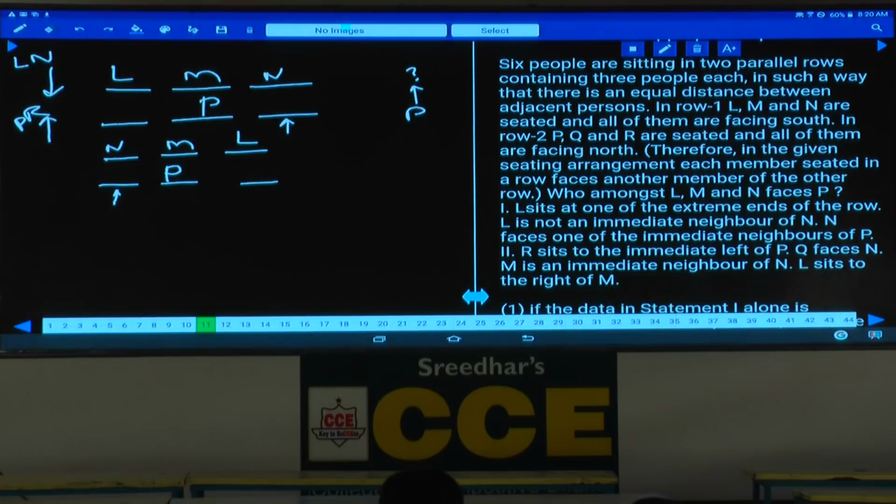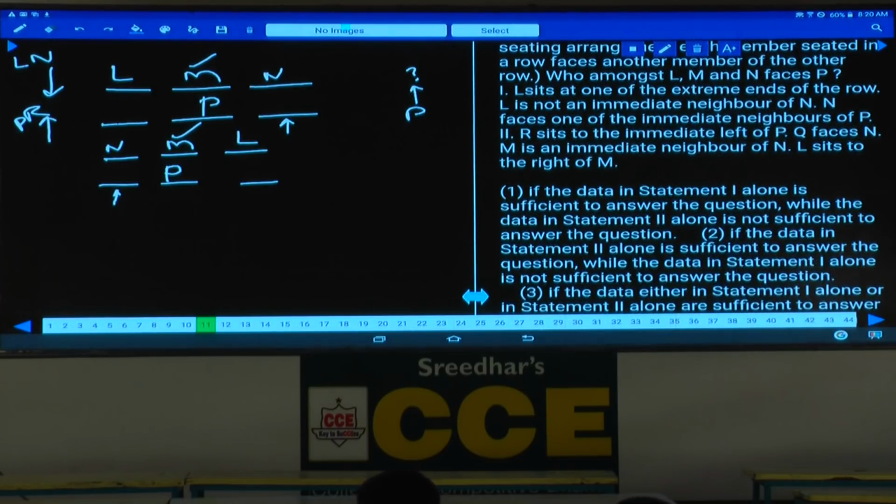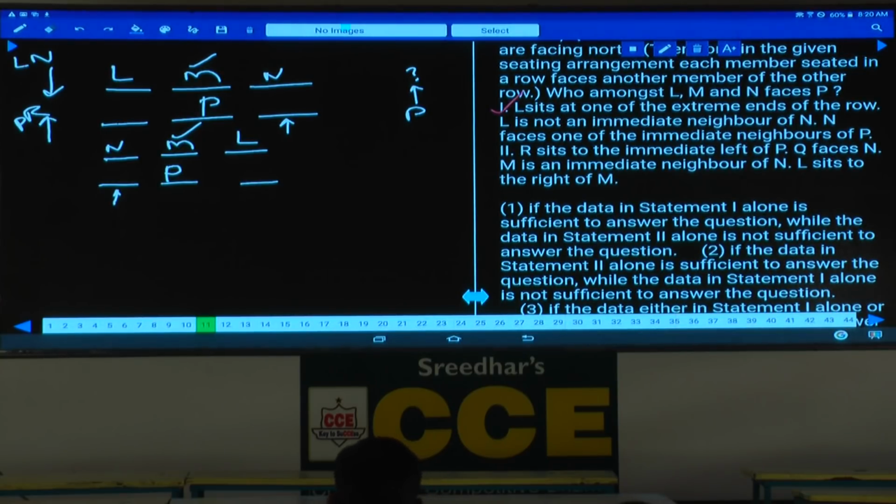What is the same answer we are getting here? M is opposite to P, isn't it? Hence, what is the answer here? 1 alone is sufficient or not? 1 alone is sufficient to determine the person who is opposite to P. Hence, as of now, 1 alone is sufficient.